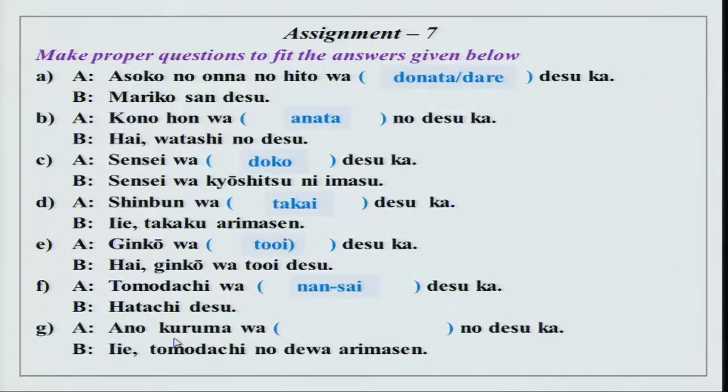So let us see what it is. Nansai desu ka? And ano kuruma wa dash no desu ka? Iie, tomodachi no dewa arimasen. So ano kuruma wa tomodachi no desu ka? Let us see what it is. Iie, tomodachi no dewa arimasen. So, well, all this is given over here for you to practice. You can speak out aloud with your partner and practice like this.